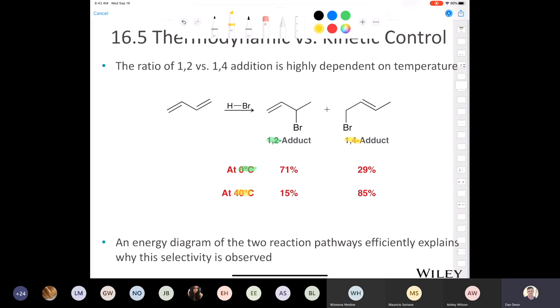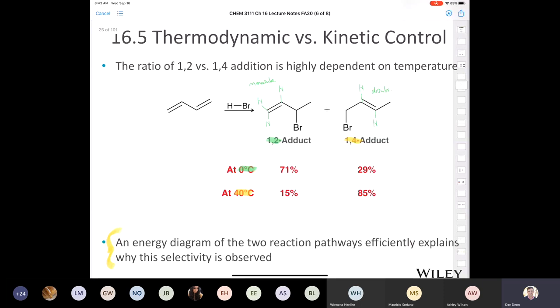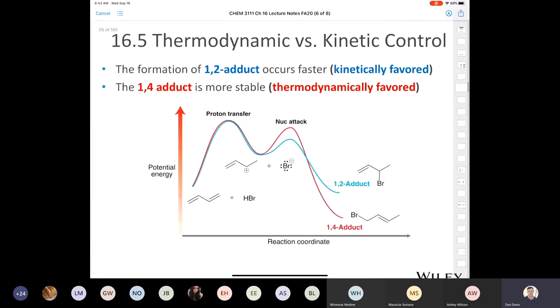And if you're wondering how we explain why you would get the 1-2 at 0 degrees Celsius, and why you would get the 1-4 at a higher temperature, well, the first thing I notice here, and this isn't exactly how the author of the book lays it out, is if you look at these two alkenes, this alkene here in the 1-2 product is a monosubstituted alkene. It's only got 2 hydrogens attached to it. This one is a disubstituted alkene, and so the 1-4 adduct should be more stable, because the double bond is more substituted. Well, let's keep that in mind as we look at the reaction coordinate diagram here.